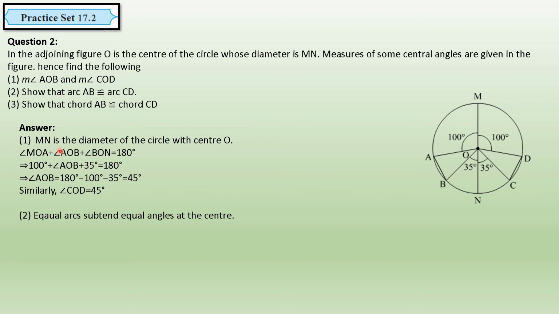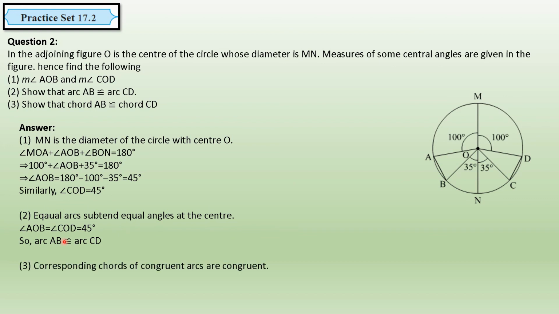Second one, we have to show that arc AB is congruent to arc CD. Now here we can use a simple property that the angles are the same. Angle AOB is the same as angle COD. Both of them are 45 degrees. So their corresponding arcs will also be congruent to each other. Hence, arc AB will be congruent to arc CD.